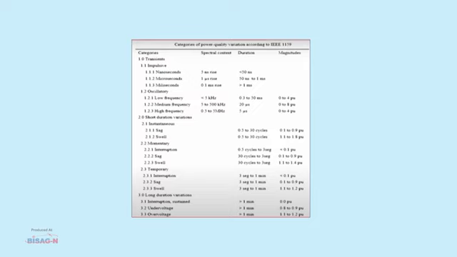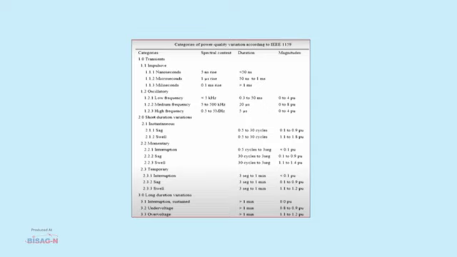Now coming to the category of power supply variations. The transients. Impulsive transients have a rise time from 5 nanoseconds to 0.1 millisecond, and the duration varies from 50 nanoseconds to 1 millisecond. Oscillatory transients are of low frequency, medium frequency and high frequency. They range from 5 kilohertz to 5 megahertz, and the duration is from 5 nanoseconds to 50 milliseconds.